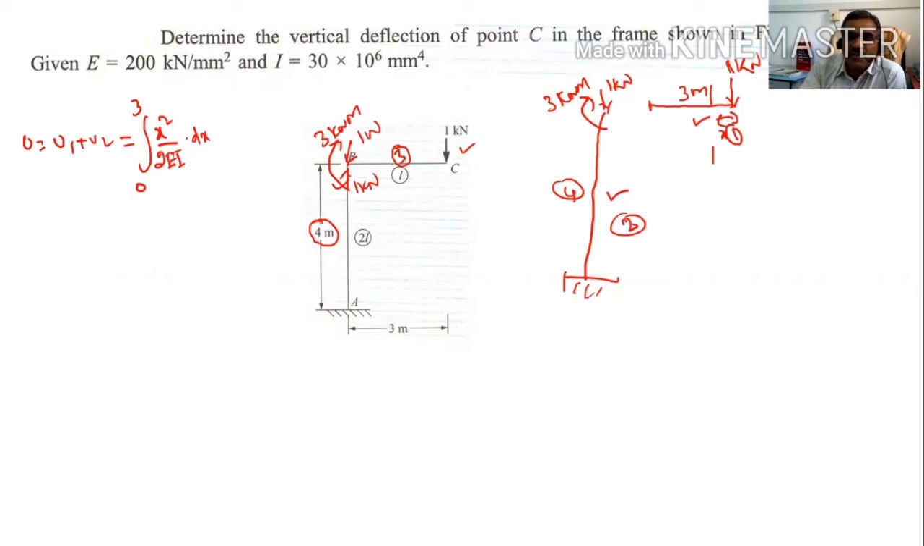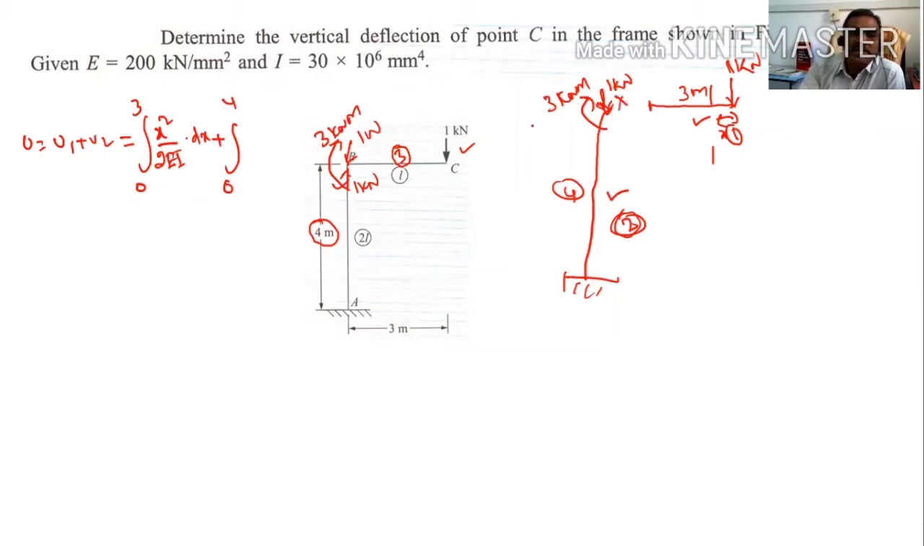So now you take beam 2. Beam 2 plus integral. What is the distance? It is 0 to 4. Distance is equal to 4 meters. So 0 to 4. What is the moment? Here the 1 is an axial load. Axial load will not create any moment, so you need not take this load.